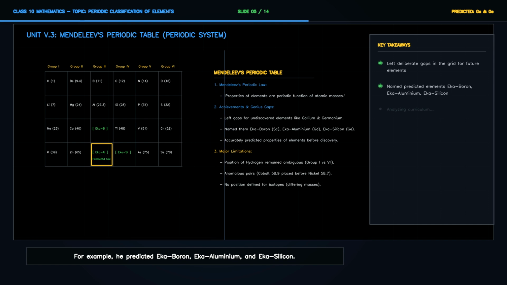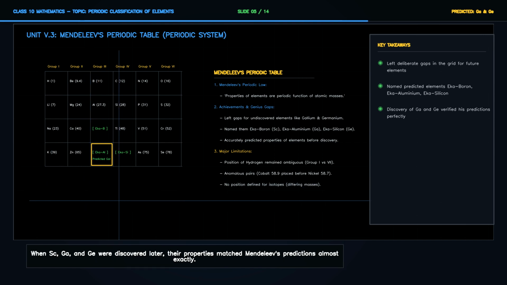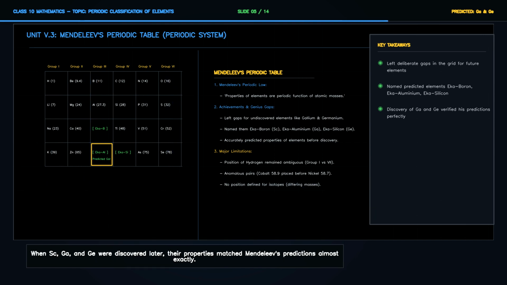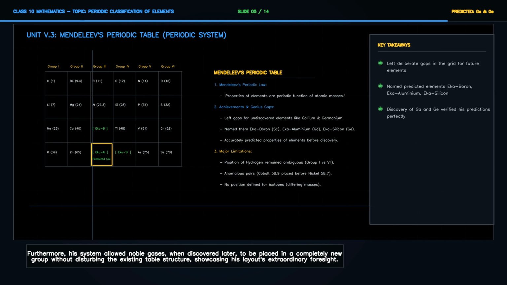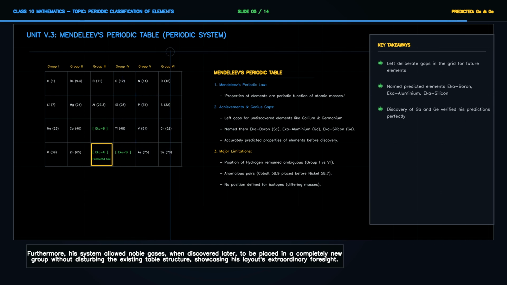When Sc, Ga, and Ge were discovered later, their properties matched Mendeleev's predictions almost exactly. Furthermore, his system allowed noble gases, when discovered later, to be placed in a completely new group without disturbing the existing table structure, showcasing his layout's extraordinary foresight.